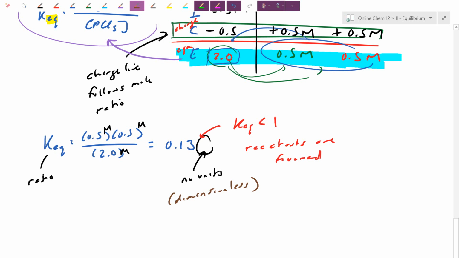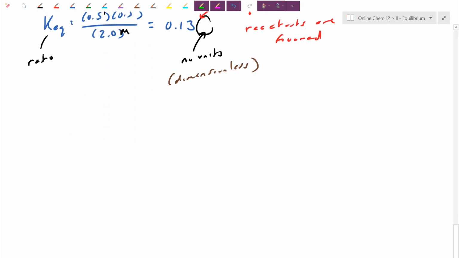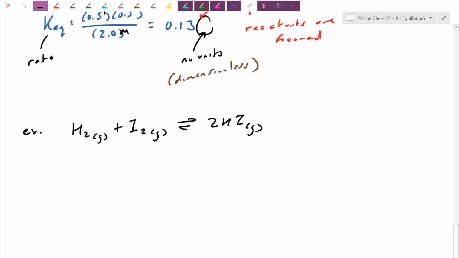Right? I'm going to give you one other sample ICE table here, a slightly harder setup. So let's look at another equation. We have H2 as a gas, I2 as a gas in equilibrium with 2HI. I know all of these are in equilibrium. I could have written 2HI and then H2 and I2 on the other side. But again, by convention, I still say reactants on the left, products on the right.